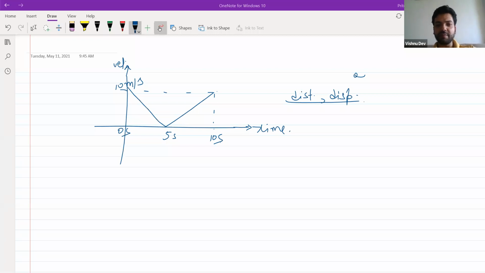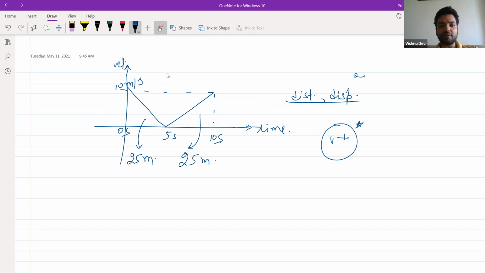Yes, it will be the same, because the object is always having positive velocity, right? I'll mark this. Here this area will be 25 meters. This will be 25 meters, right? You just have to follow half times base into height. So base is 5, height is 10. So you will get 25.